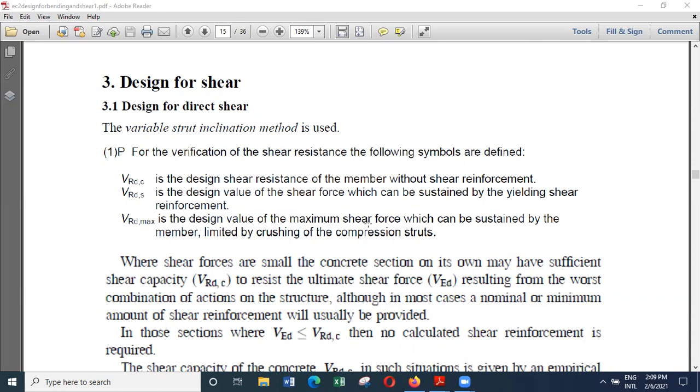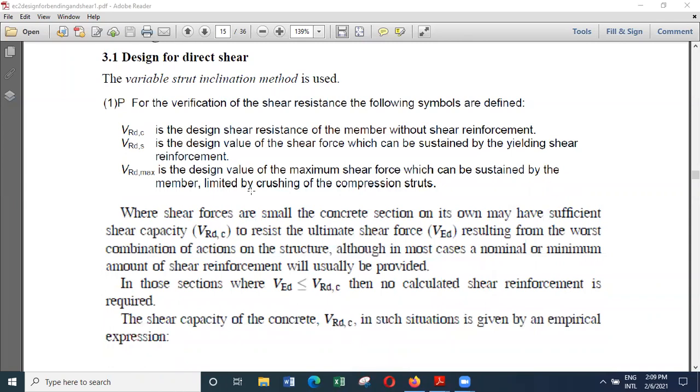And VRd,max is the maximum value of shear force which can be resisted by any concrete member, because here the failure occurs due to the crushing of concrete. So this is the maximum value, and this is the design value when you have reinforcement. This is the value that the member can carry in shear without having reinforcement. So basically the rule is, if the shear force is less than this value, then you need only the nominal reinforcement. And if the shear is more than this value, then you have to design the reinforcement. And the shear can never exceed this value.